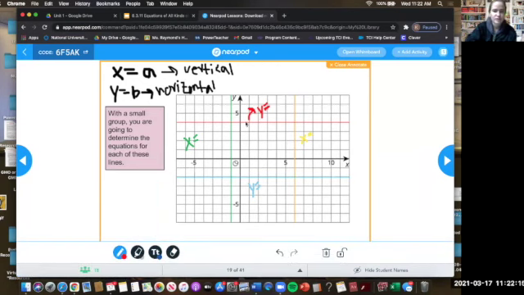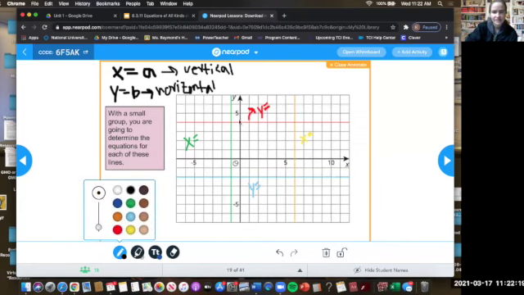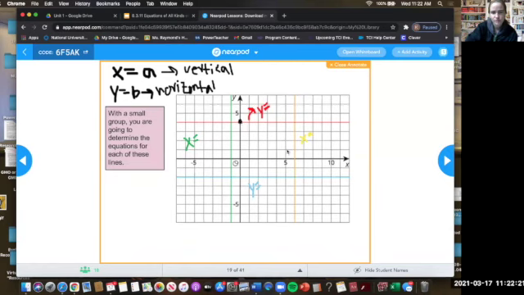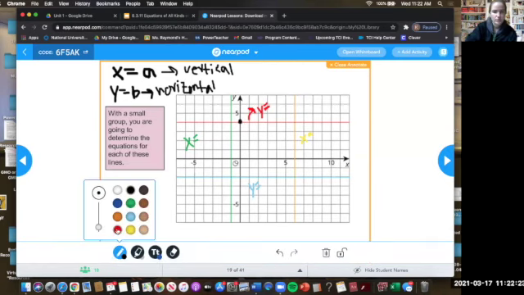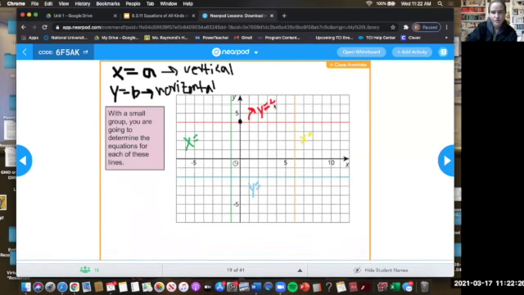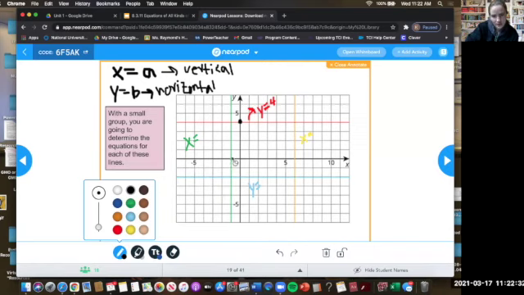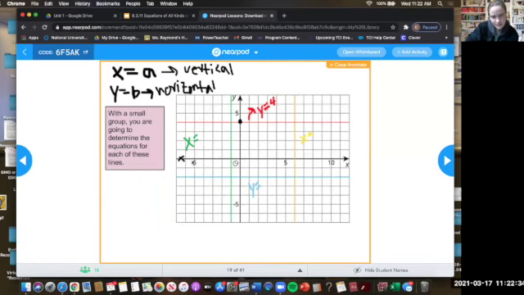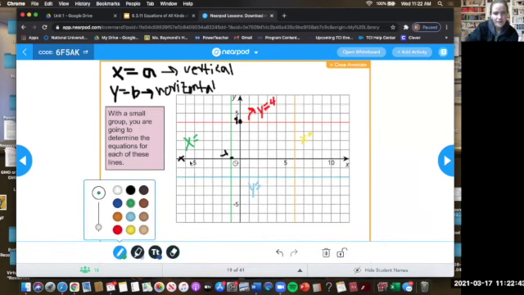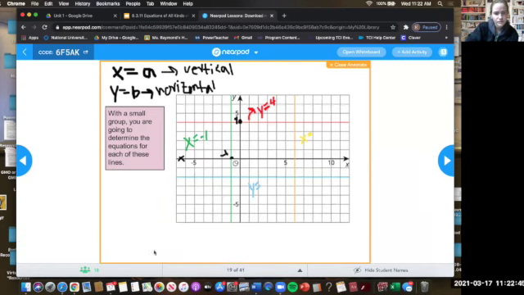So my intercept for this red line is where it crosses the y-axis. And we can see it crosses at this point 4. So now I'm going to do y equals 4 because this is where the line crosses through the y-axis. And then for my green line, it crosses the x-axis, right? The x-axis at -1. And so now my equation is going to be x equals -1.